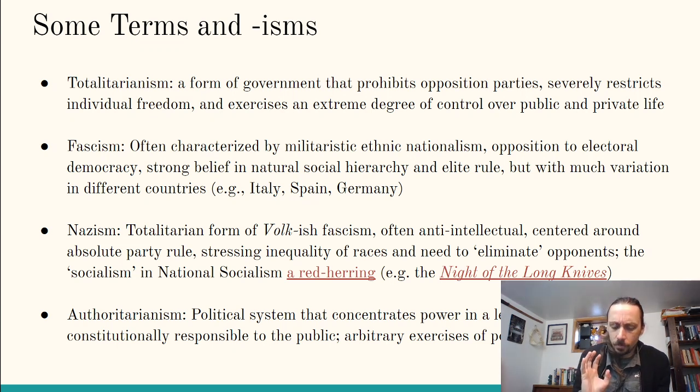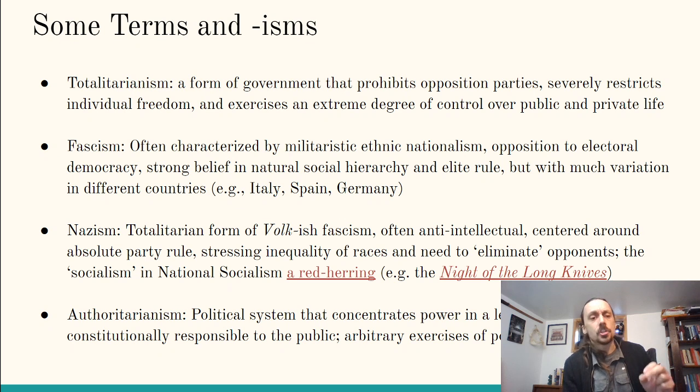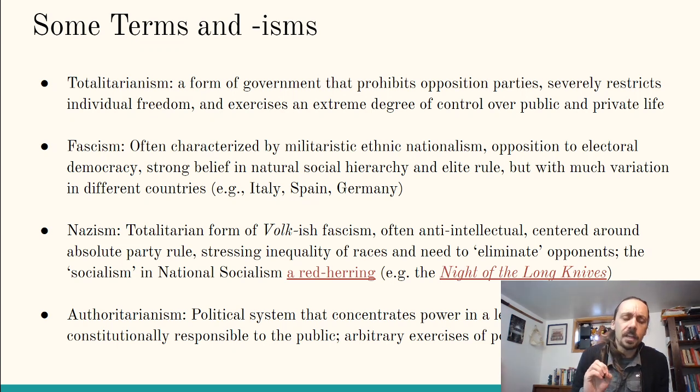But what you're going to have is a lot of variation in different countries, because every country that had a fascist government had its own twist on it, right? So Italy had a very different fascist government than Germany, and Germany had a very different fascist government than, say, Spain under Franco's rule. So Nazi Germany specifically had an extremely Volk, which is German for folk, type of fascism that was extremely focused on notions of racial purity.